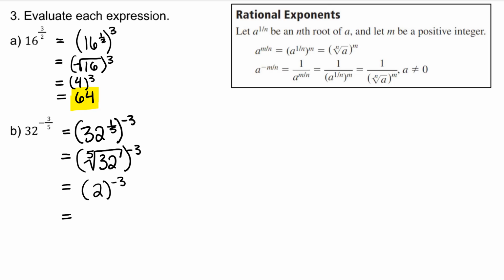So 2 to the power of negative 3 is definitely not negative 8. It's 1 over 2 to the power of 3. This negative symbol only tells me I'm in the wrong location. Now 2 cubed is 8, so 1 over 2 cubed is 1 over 8.